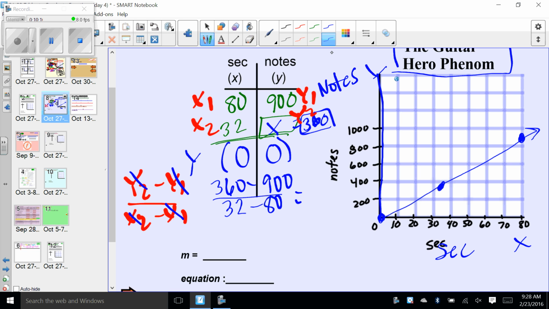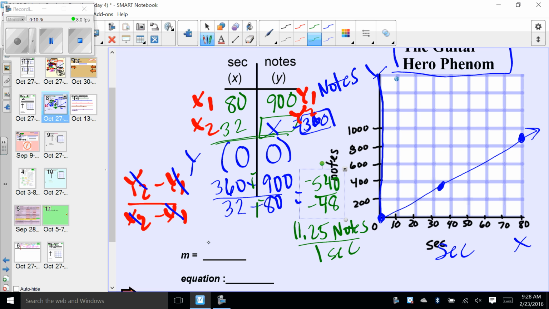All right, I stop, chop that numerator. I get negative 540. I stop, chop that denominator, and I get negative 48. So we have negative 540 divided by negative 48, which gives me 11.25. That means he can hit 11.25 notes per second. So our slope would be 11.25.